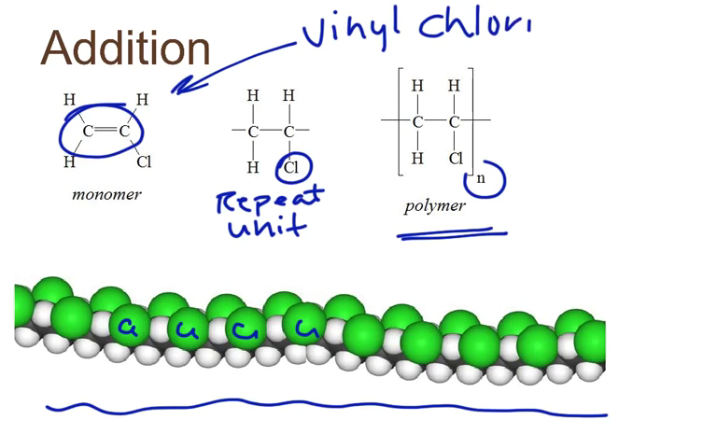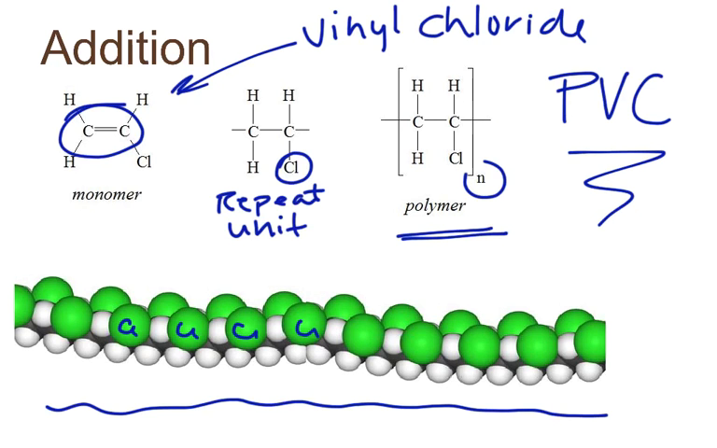It's kind of an old-fashioned name. And if we make a polymer out of it, then that would be polyvinyl chloride. And a lot of times we just use the initials for that. So polyvinyl chloride, PVC. And PVC is used for PVC pipes. You've seen those in your gardens. Very good plastic.